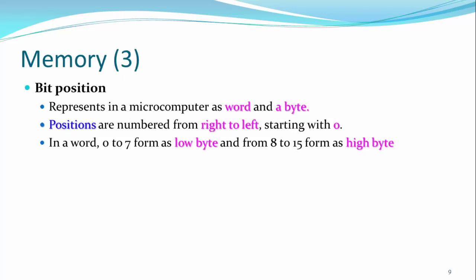The microprocessor can simply understand or identify from which memory location the computer is getting the data and storing the data. Okay, so now the question is how the bit positions are used by the memory. You see, the bit positions are represented in a microcomputer as a word or as a byte.